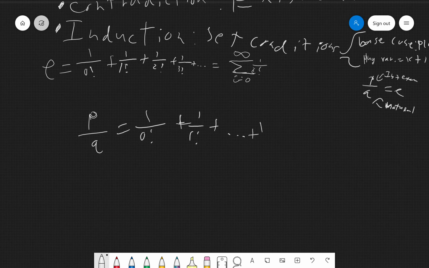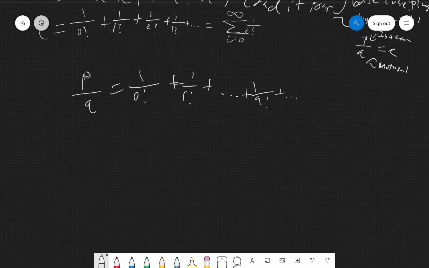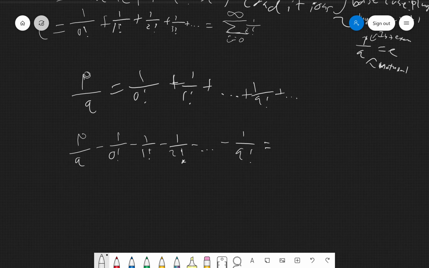And at some point we're going to find a q, right? And then it goes on to infinity. Now we're going to subtract everything until 1 over q factorial on both sides, and we're going to get p over q minus 1 over 0 factorial minus 1 over 1 factorial minus 1 over 2 factorial minus dot dot dot minus 1 over q factorial equals 1 over q plus 1 factorial plus 1 over q plus 2 factorial plus dot dot dot.